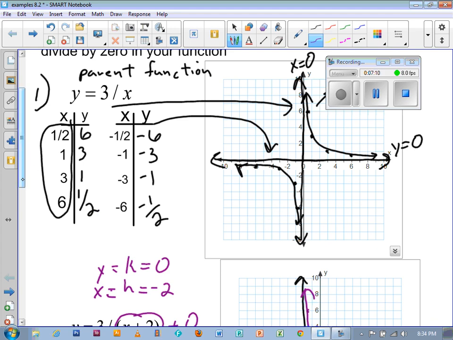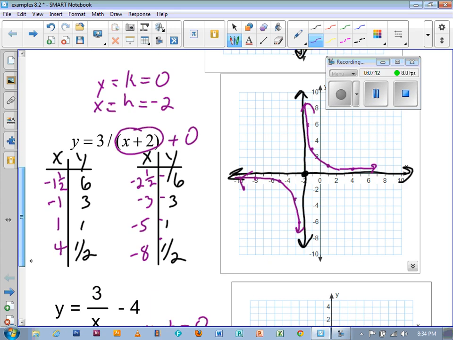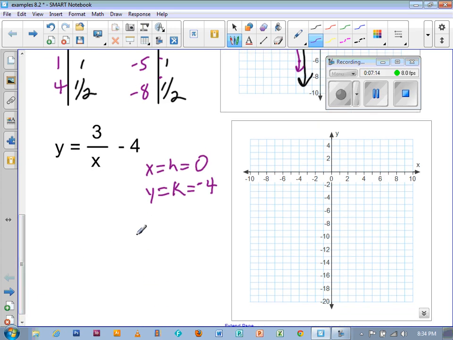So what I would like you to do, of course, is to make 2 tables, subtract 4 from all the y values in your parent function, and then graph. And when you're done, I'll have it completed, and we, again, can compare answers.